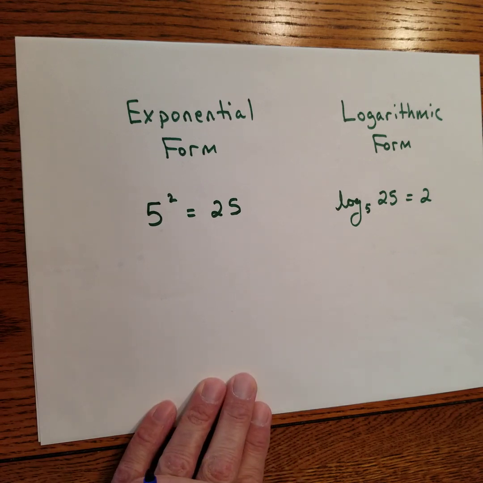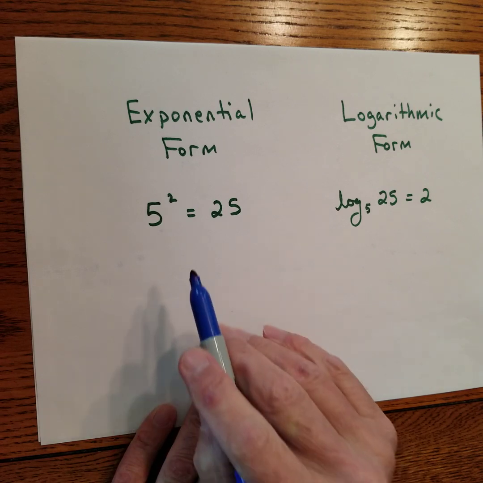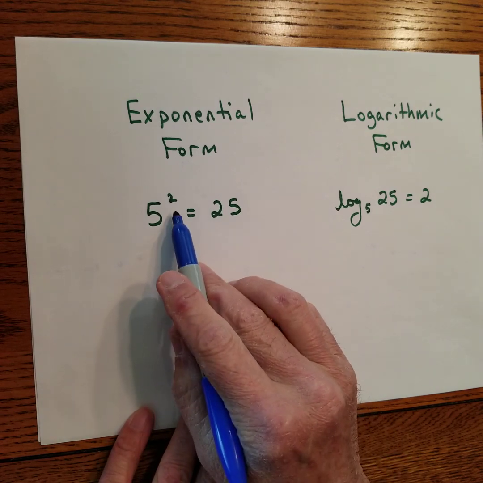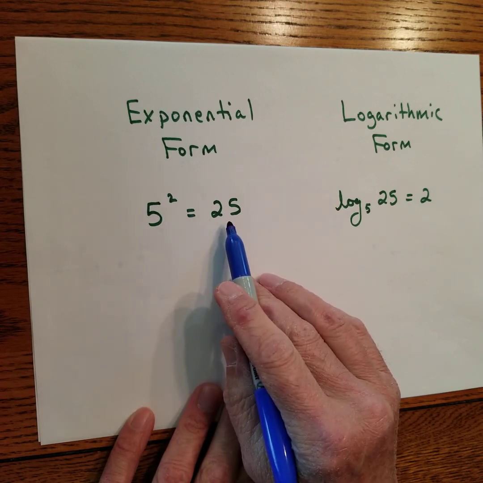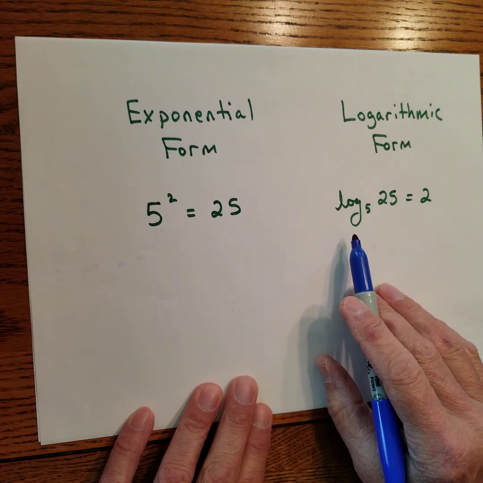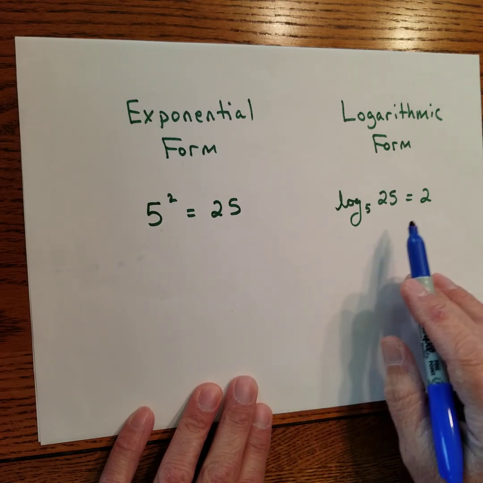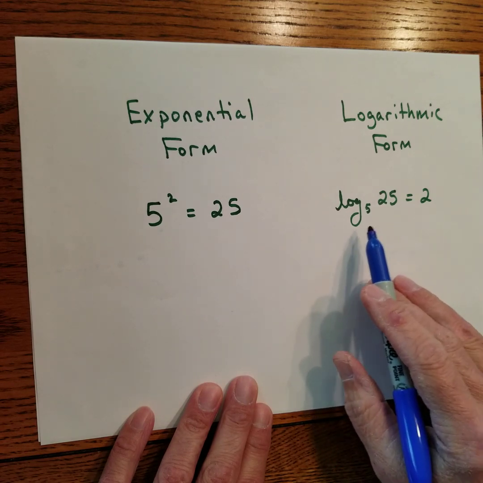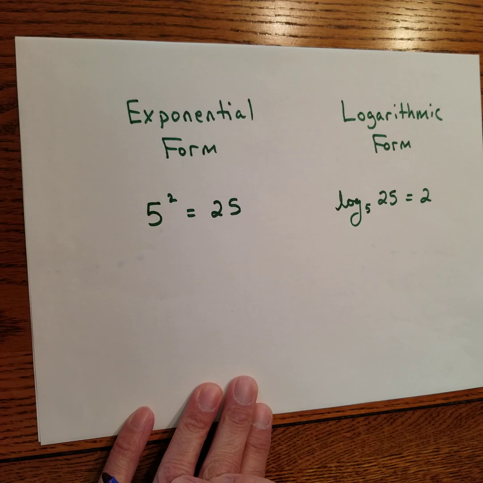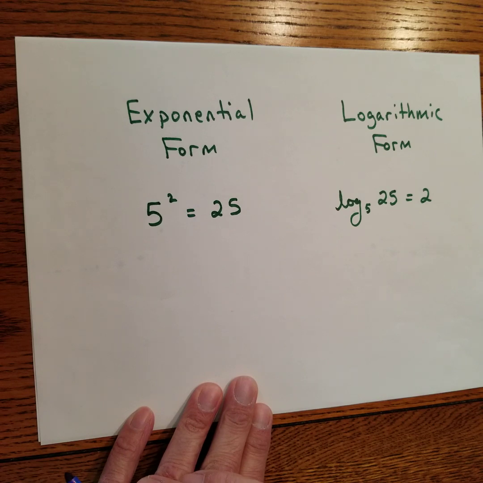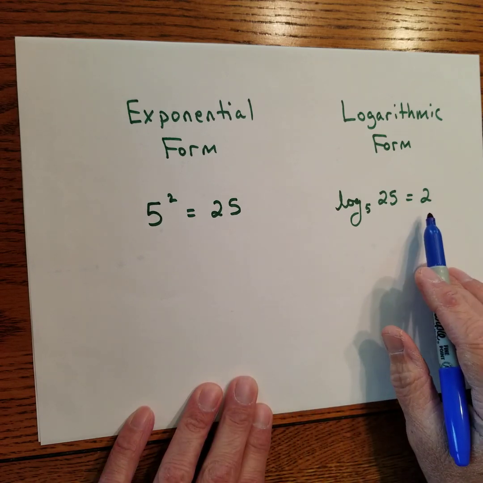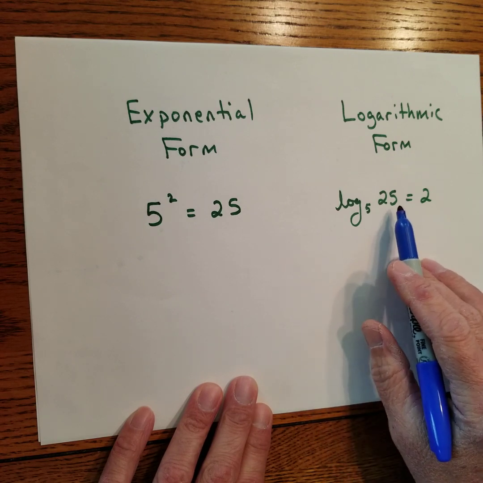To get good at logarithms, we want to remember that logarithms are just another way of organizing the information in an exponent problem. In exponential form, this says what exponent changes 5 into 25. 5 squared is 25. Logarithmic form shows the same information. In exponential form, 25 is what you get when you take 5 to the second power. In logarithmic form, 2 is the exponent that changes 5 into 25.